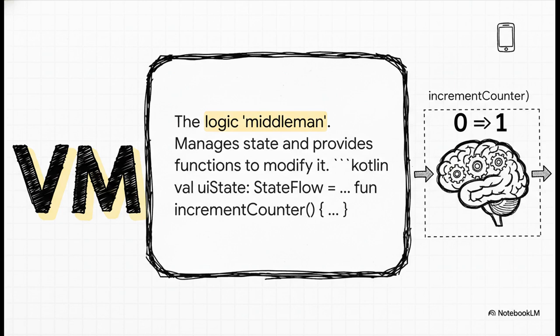Next up, we've got the chef, our CounterViewModel. Now this is the brains of the operation. It holds on to the current state and it exposes functions like incrementCounter that contain the logic to change that state. The key thing to realize here is that the view model has zero idea what the UI looks like. It doesn't know about buttons or text or colors. It just manages state and logic, period.